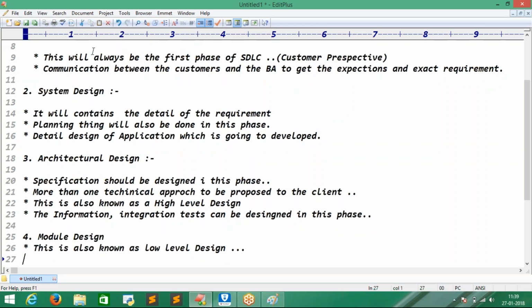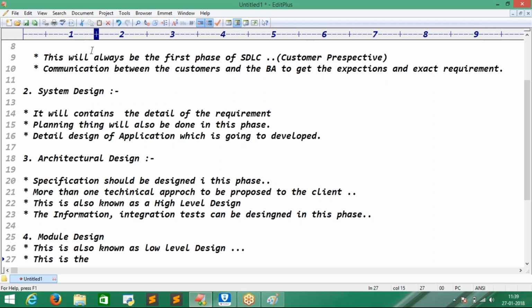Next, let's see what the module design will do. I hope you are getting a clear picture about the development perspective. Now as I told you, this is also known as low level design. This is the most important design, which is compatible with other modules in the system architecture.